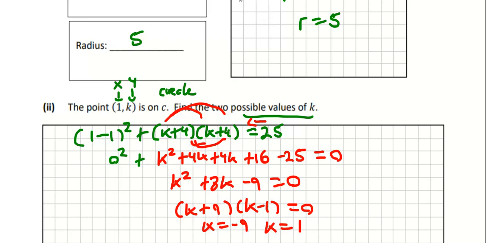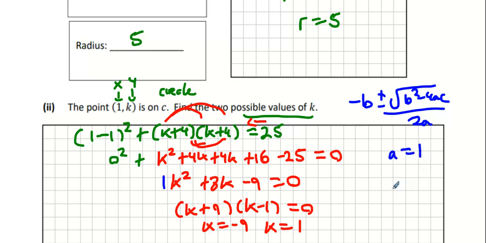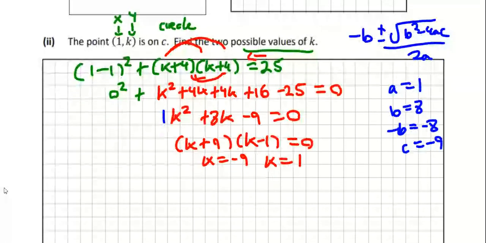Now, if you're to solve that with the minus b formula, you do minus b plus or minus square root of b squared minus 4ac all over 2a. Your a value is 1, your b value is 8, your minus b value is minus 8, and your c value is minus 9. And you can put it into the minus b formula and figure out what the answer is that way. Okay, all good.